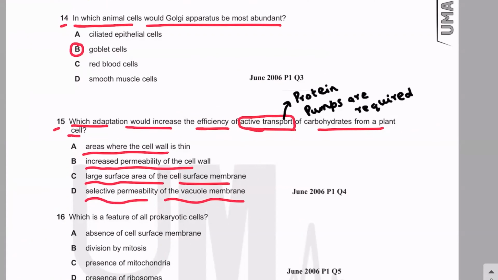So what would increase the efficiency of active transport? More protein pumps will increase the efficiency. And for more protein pumps, there should be large surface area of the cell surface membrane. Are you getting my point? If cell wall is thin, it doesn't matter.